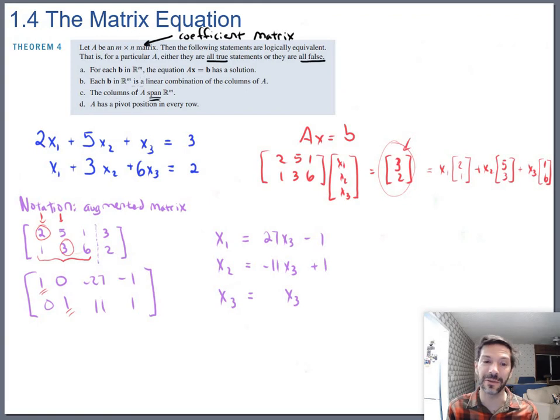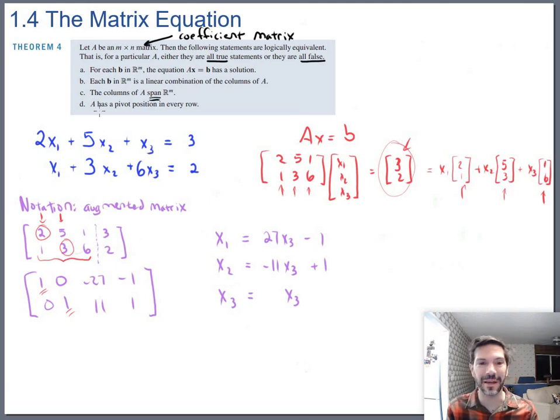C says that's also equivalent to saying that the columns of A, so again, these are the columns of A, which are also right here, those columns span R2 in our case. And keep in mind what span means. Span says everything that you can reach by combining these. So if the equation has a solution for every b, that means you can get to everywhere in two-dimensional space, and you span all of R2. So all three of those are basically saying the same thing.